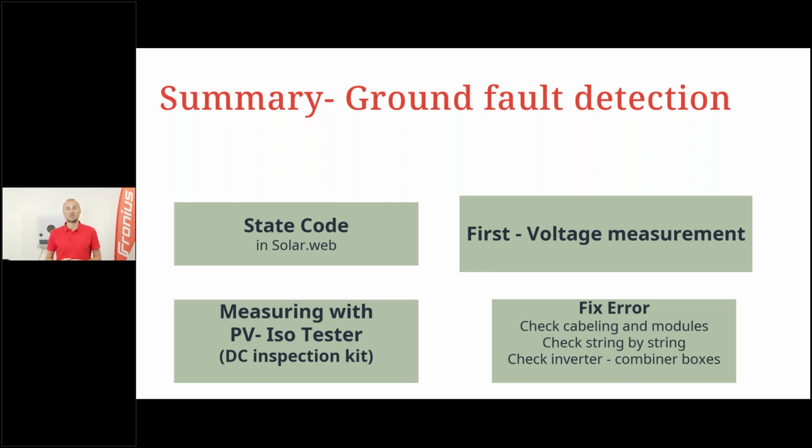Connect that to the strings and test every string with the ISO tester. If you have detected the string which has the problem, check the cabling and the modules of the string, check the inverter, and check the combiner boxes. So basically, all in all, you will then probably see where the error comes from, and then you can solve the problem. Of course, sometimes this can be quite hard work. For a bigger system, it can be really hard work to find the problem. So it can take more time than you probably have thought.